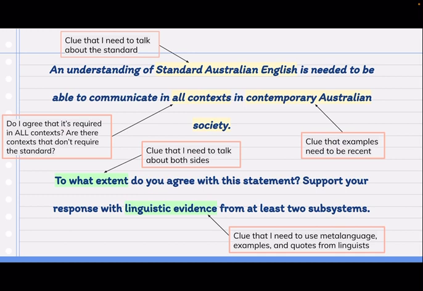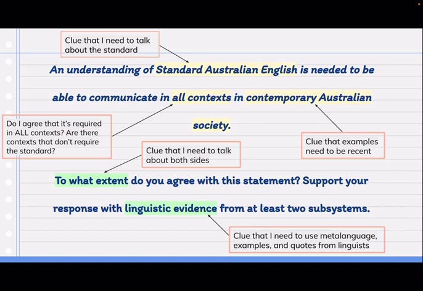And then the third thing that I've highlighted in the question is contemporary Australian society, because that gives me a clue that my examples do need to be recent. We're not talking about the language that was used when colonisation first happened. We're talking about language use from 2020.